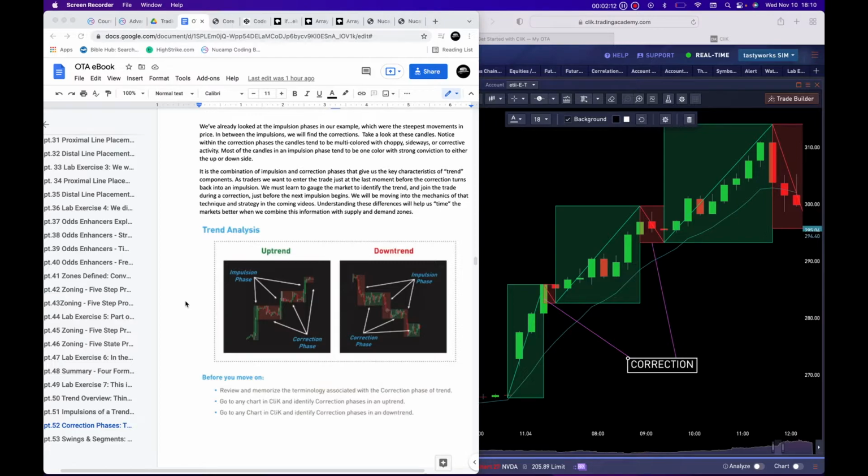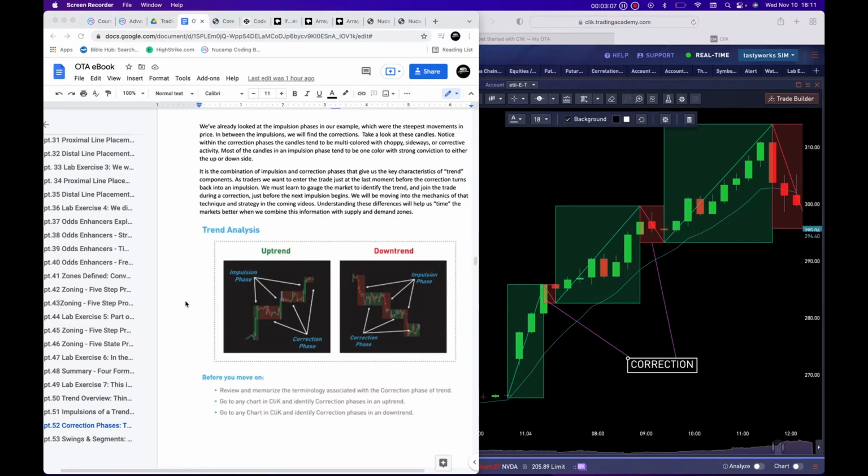It is the combination of impulsion and correction phases that give us the key characteristics of a trend. As traders, we want to enter the trade just at the last moment before the correction turns back into an impulsion. We must learn to gauge the market to identify the trend and join the trade during a correction just before the next impulsion begins. We will be moving into the mechanics of that technique and the strategy to that technique in coming videos. Understanding these differences will help us time the markets better when we combine this information with supply and demand zones.